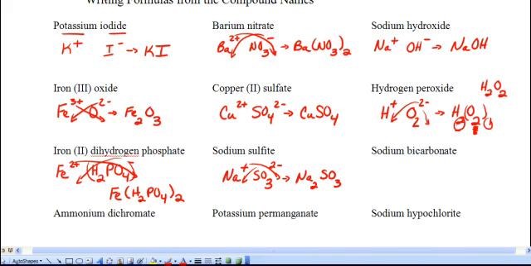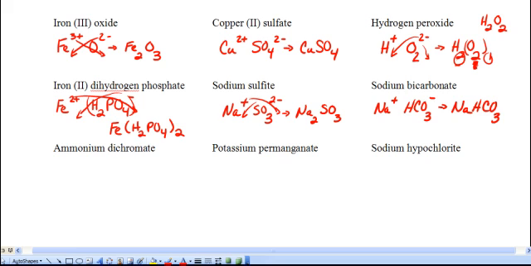Sodium bicarbonate, which is baking soda. Sodium is a +1. Bicarbonate is the same as hydrogen carbonate. It's HCO3 with a 1 minus charge. The +1 and the -1 means that you only need one of each. So you have NaHCO3, sodium bicarbonate.